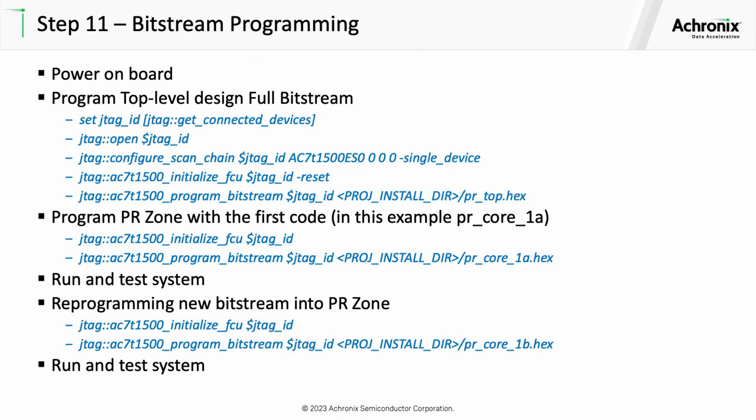Then we're going to program the PR zone with the first code. So in this example, I'm going to take that PR code for core 1A, or core A in our example, and we're going to tell the tool to program our keep out with 1A. We run the system, we test it, we make sure it works correctly, and then we can reprogram that PR zone with a different example. In this case, it would be 1B, and then we run and test the system.